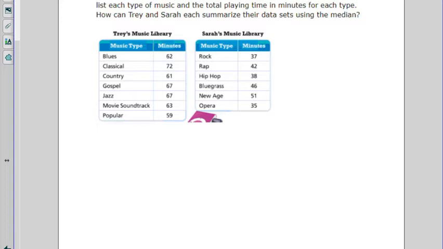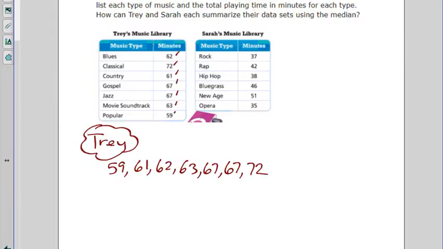I'm going to go ahead and start with Trey. We're going to put his data in order from least to greatest. As I'm ordering them, I check them off on the table. I also count them up. I've got 7 values there. I count them up on the table. I've got 7. I haven't forgotten any. If a value is repeated, like the 67, I repeat it. Now I need to find the middle value. If I have 7 values, I'm going to count in 3, the 4th value, and then 3 on the other side. 63 is the median for Trey.